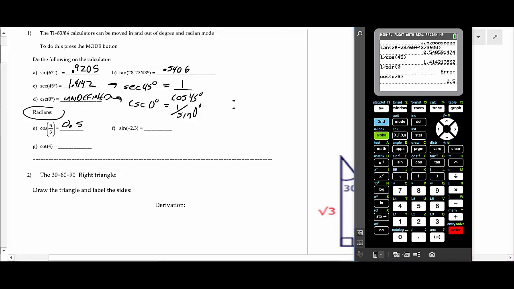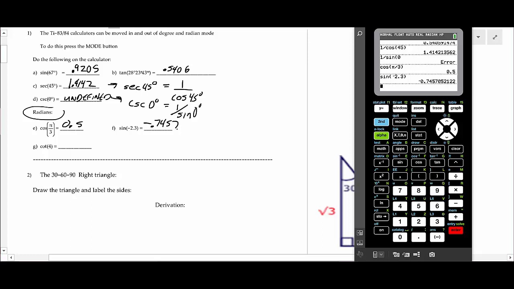The next one, you would do the sine of negative 2.3. Okay, you got to do that, and we'll round that off, so you'll get some sort of an answer on that. There's times when you'll get negative answers, so that's negative 0.7457, like that then.